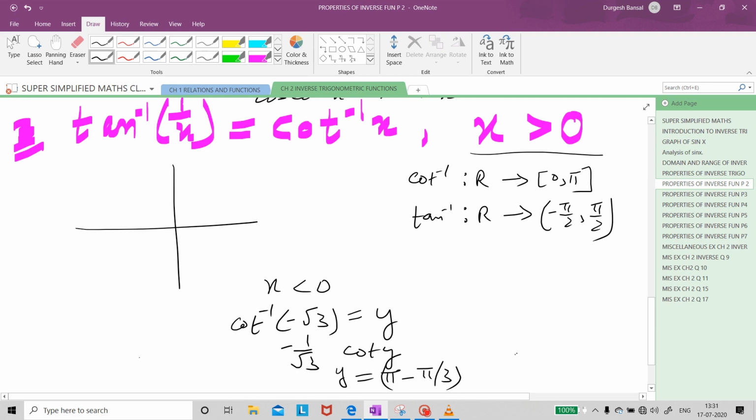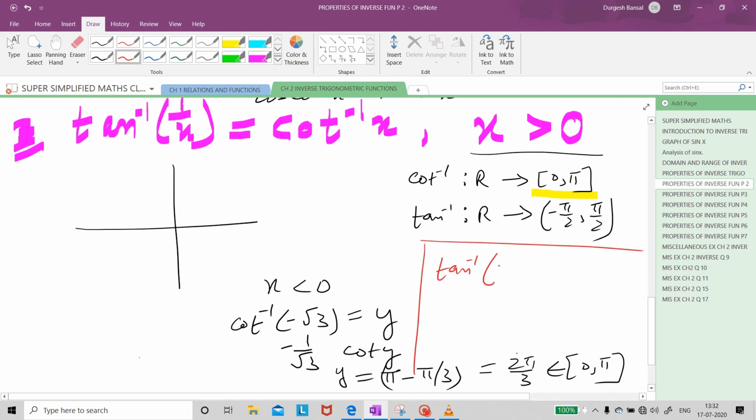Why? Because otherwise you could have taken it to be minus pi by 6 also, but you cannot take minus pi by 6 because minus pi by 6 will not lie in the principal value range. Therefore, for y to lie in the principal value range, you have to take y to be pi minus pi by 6, which comes out to be 5 pi by 6, and this belongs to the principal value range of the cot inverse function. Now on the other hand, let us check, if I take tan inverse of minus root 3, let me find what it comes out to be.